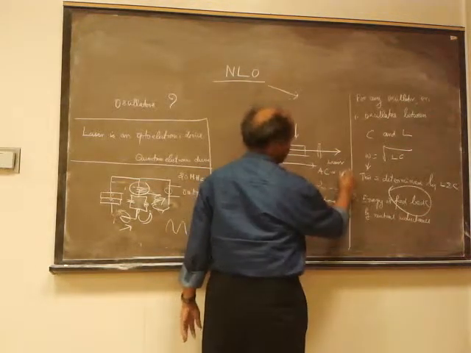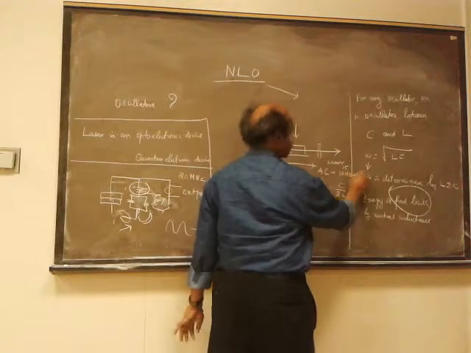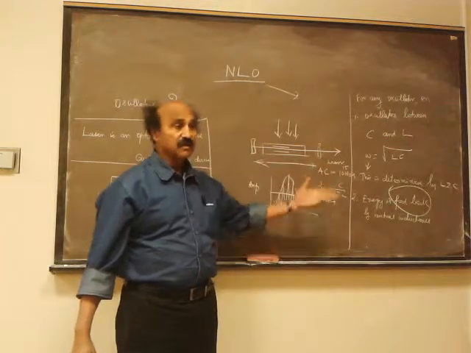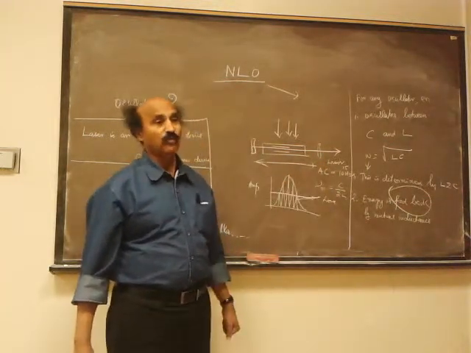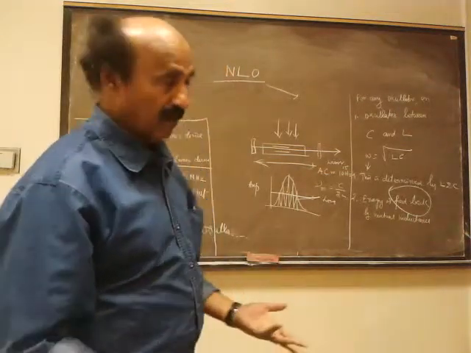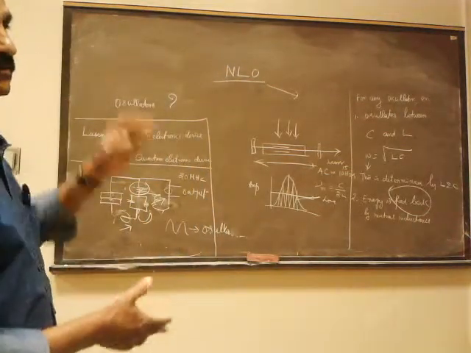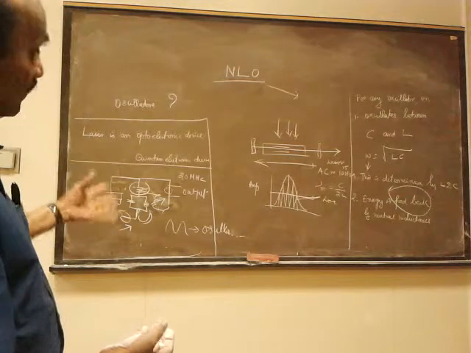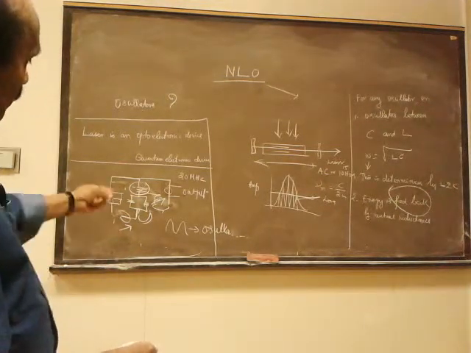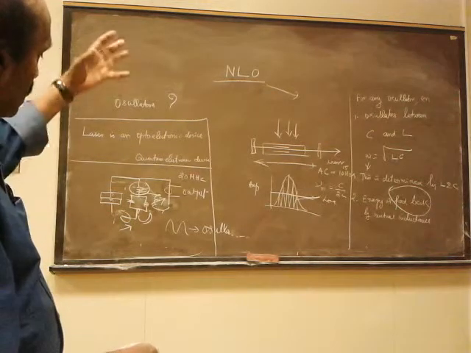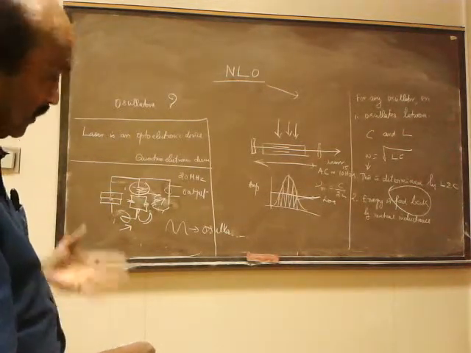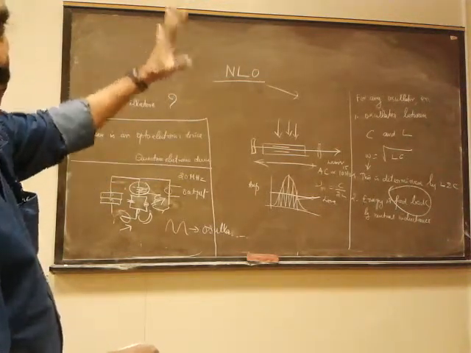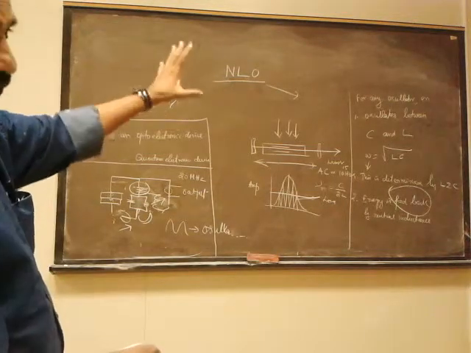What is the frequency? 10 power 15 hertz. This is 20 megahertz, this is 10 power 15 hertz. That means this is an oscillator. Only thing, it is an optical oscillator, and that is why it is called an optoelectronic device. Whatever we do in ordinary low frequency, in radio frequency, audio frequency or microwave frequency, we have just extended into visible light frequency. That is why it is called an optoelectronic device.